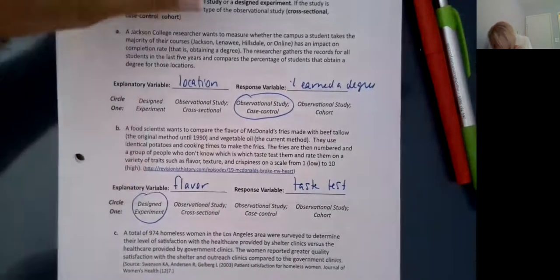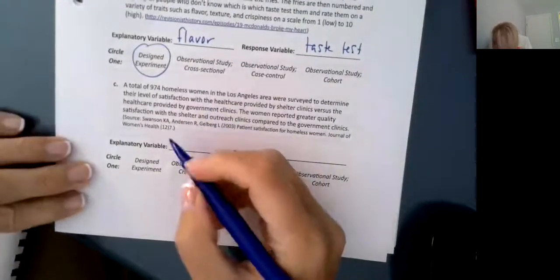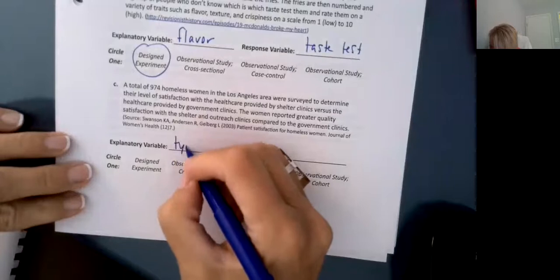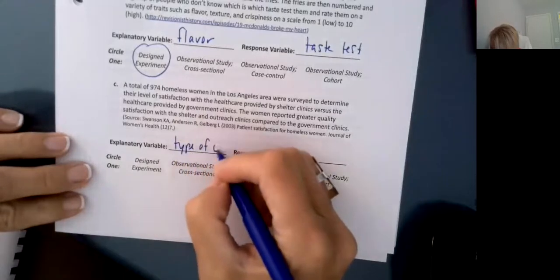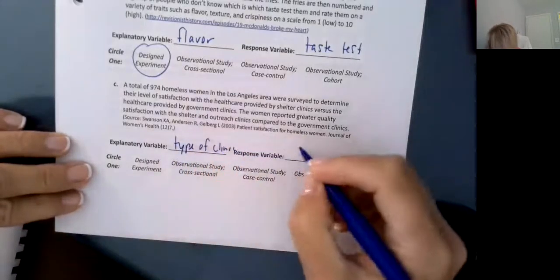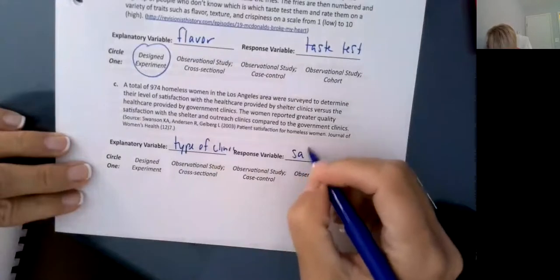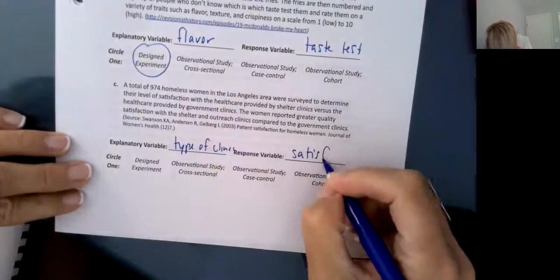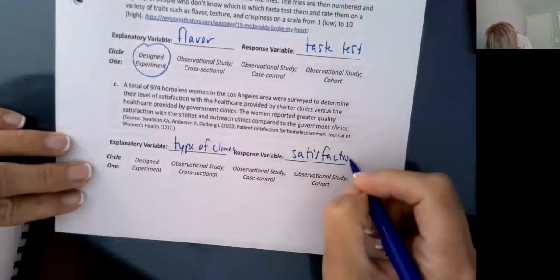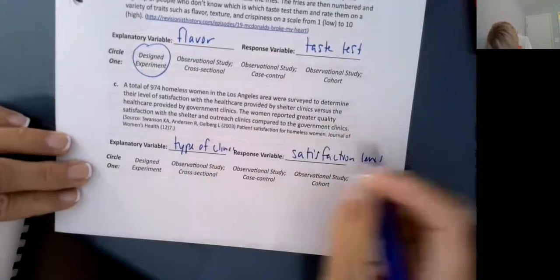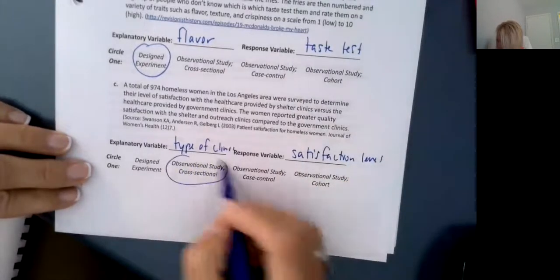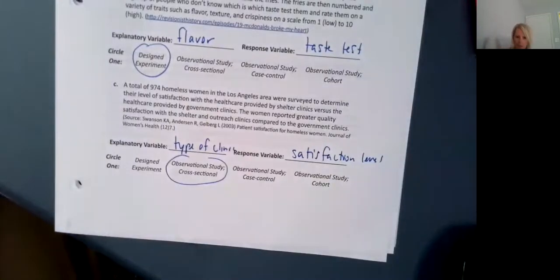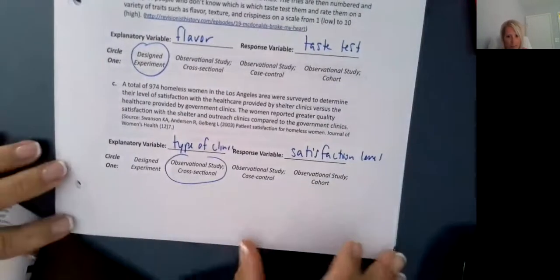And then the next one is the homeless women in LA. The explanatory variable here is the type of clinic, and the satisfaction level is the response variable. And it's an observational study, but it's cross-sectional because it was over a short-term time.